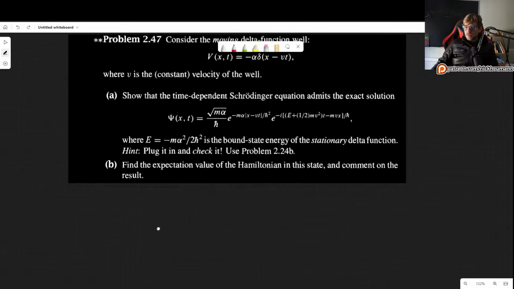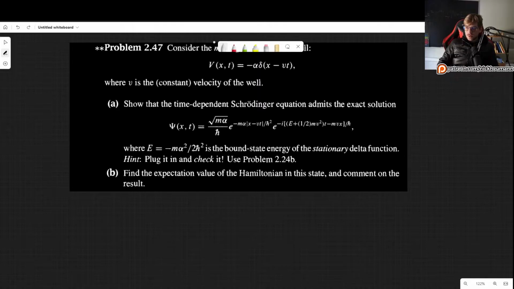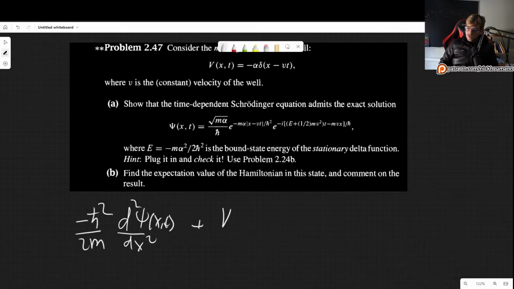So let's begin with part A. Now this part is simple. It is not necessarily easy, but it is quite simple. All we need to do is plug this into the Schrodinger equation. So the time-dependent one, of course. This is -ħ²/2m ∂²ψ/∂x², where ψ depends on x and t, plus the potential times the wave function.